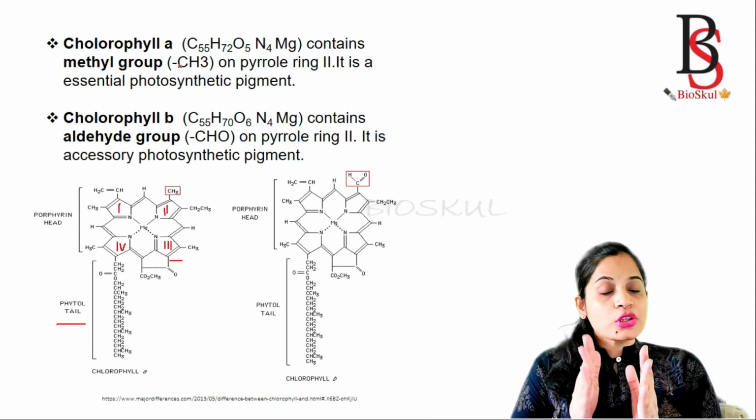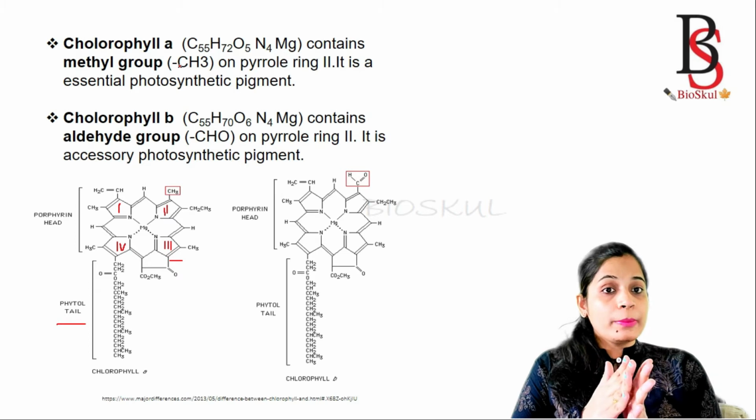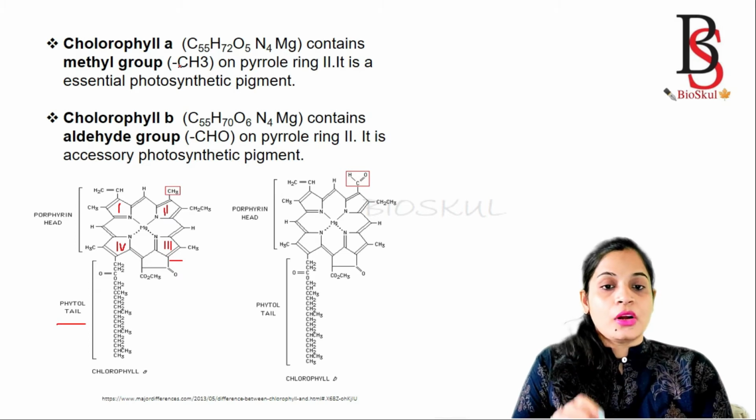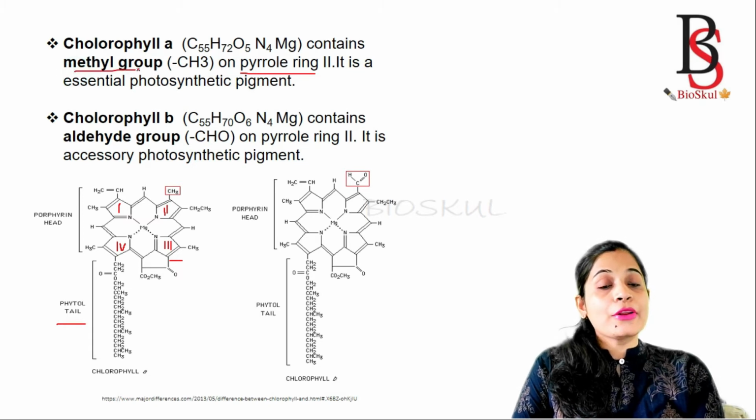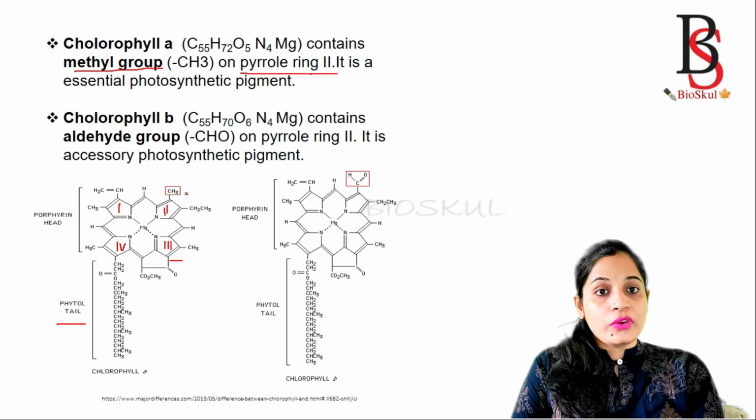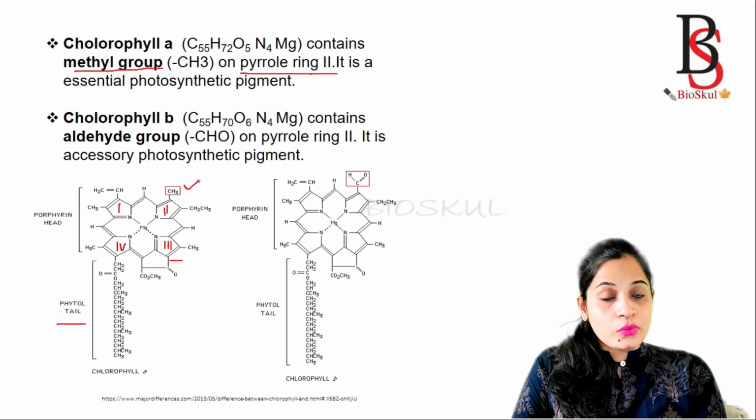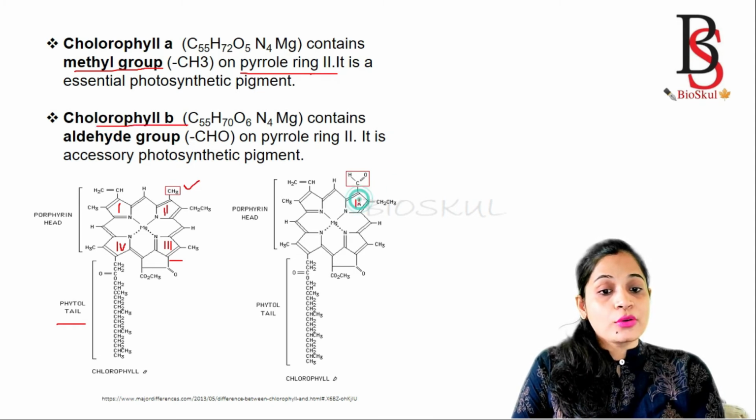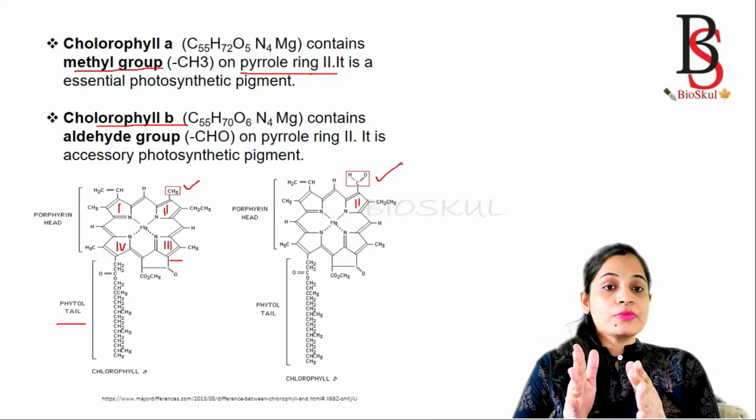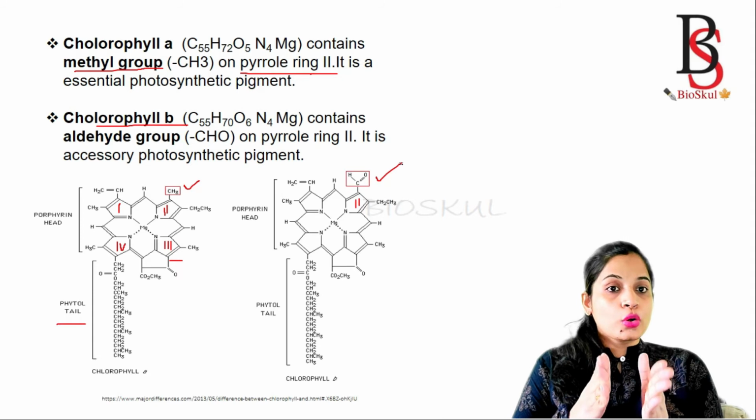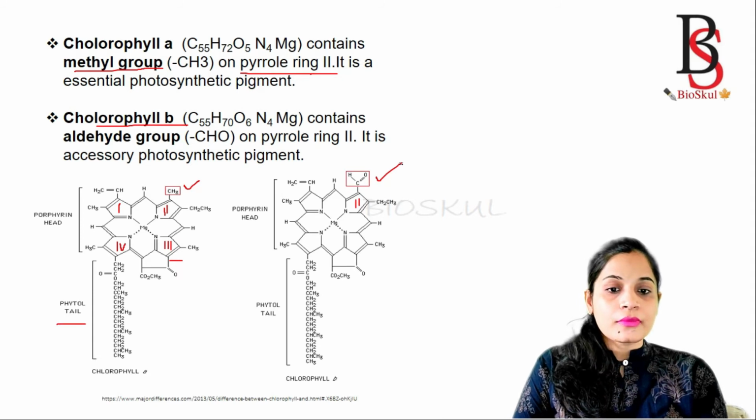So how do chlorophyll A and chlorophyll B structurally differ from each other? Chlorophyll A contains a methyl group on pyrrole ring 2. This one is pyrrole ring 2. In chlorophyll A, you will find the methyl group, whereas in chlorophyll B, in pyrrole ring 2, instead of a methyl group, it contains an aldehyde group. This is the structural difference between chlorophyll A and chlorophyll B.